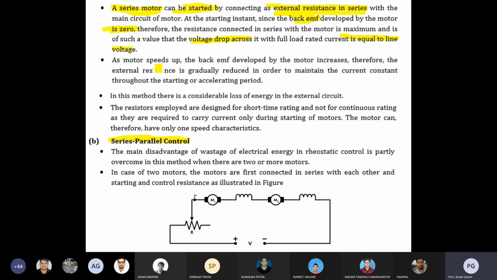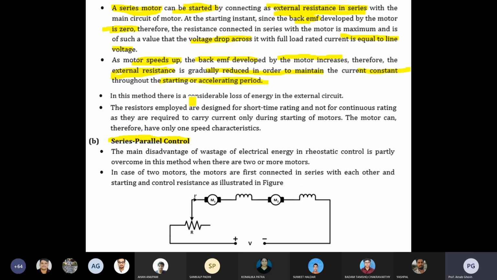As the motor speeds up, this is condition 2, speed controlling, the back EMF developed by the motor increases. Therefore the external resistance is gradually reduced in order to maintain the current constant throughout the starting or accelerating period. I hope all of you are able to understand.